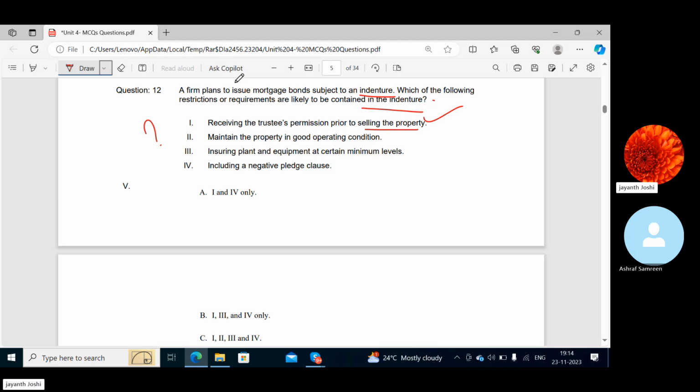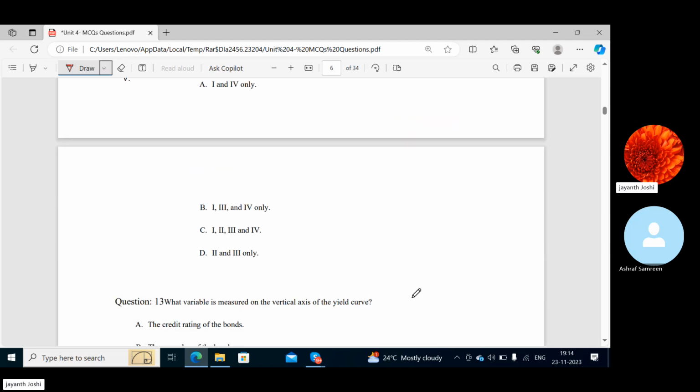That is pledging the assets. Maintain the property in good operating condition. Yes. Ensuring plant and equipment at certain minimum levels. Yes. Including a negative pledge clause. What do you mean by negative pledge clause? Not using the same collateral for multiple loans, not using the same property for another loan. You cannot pledge the property once again. So all these are valid points in a bond indenture. So what can be the option for this? Next question.